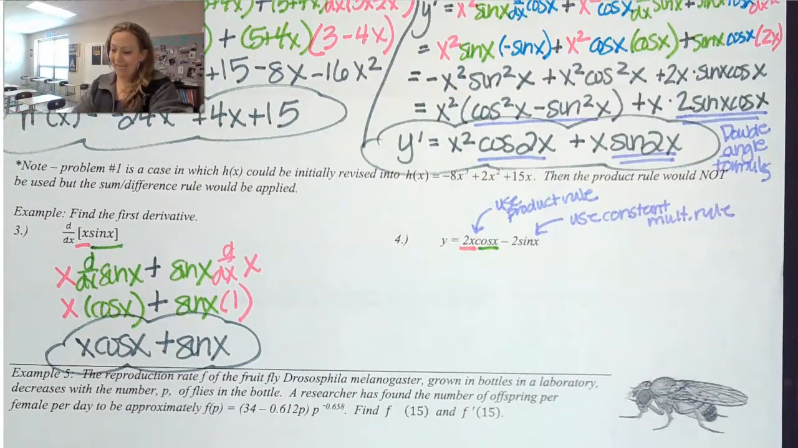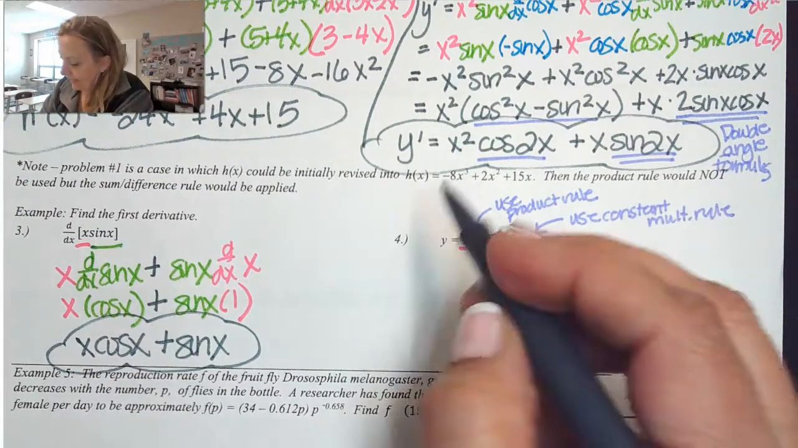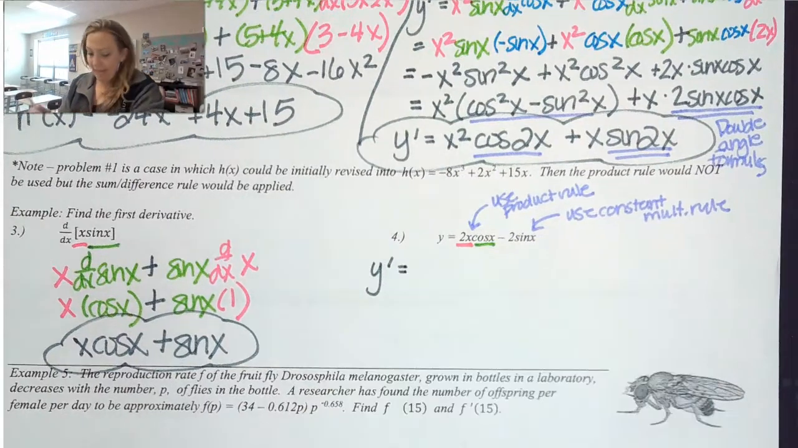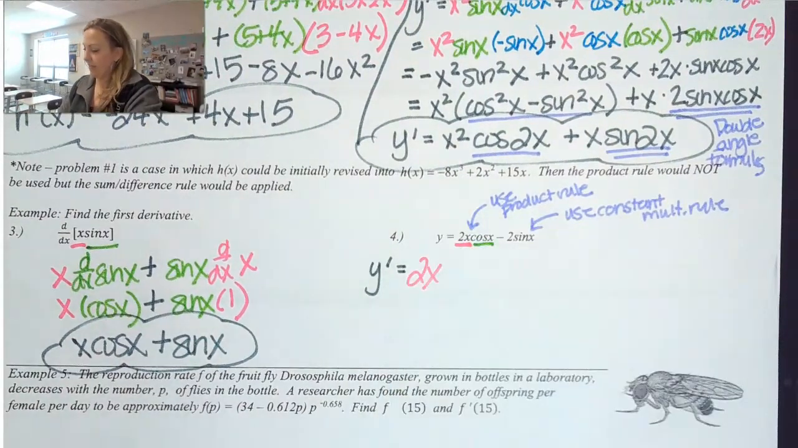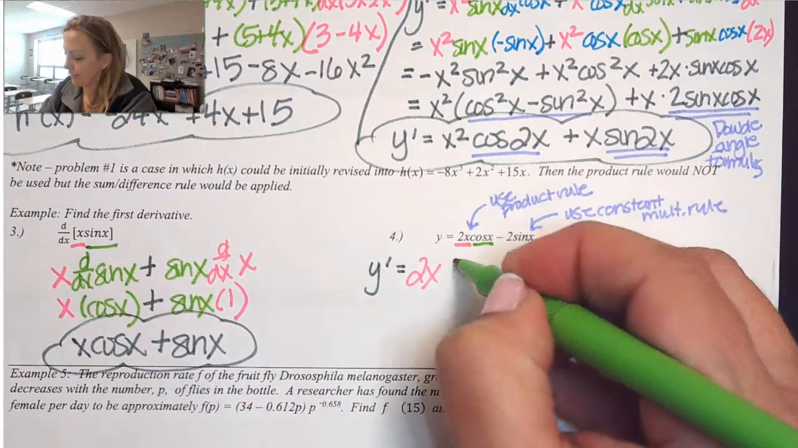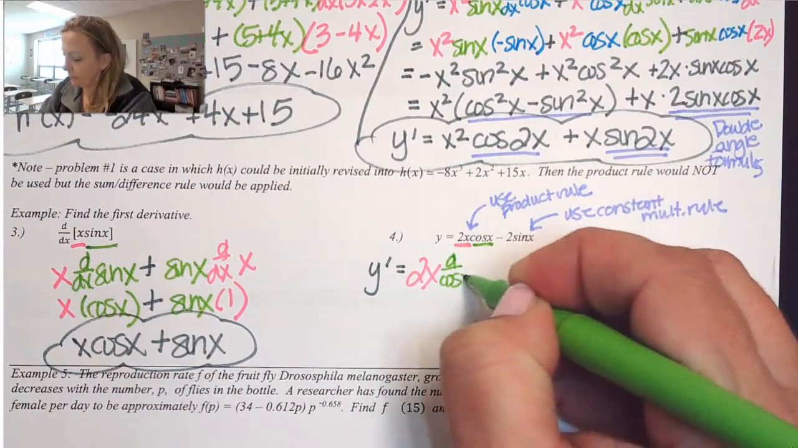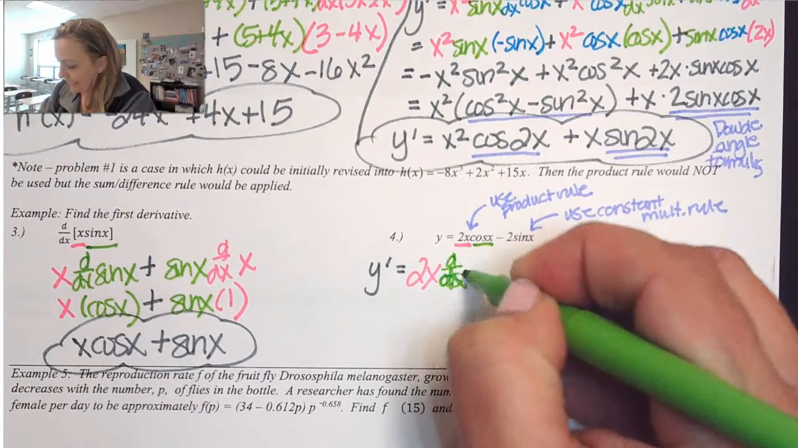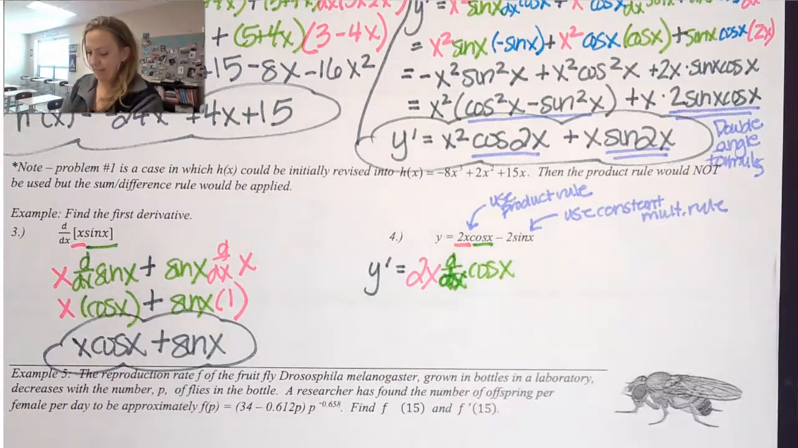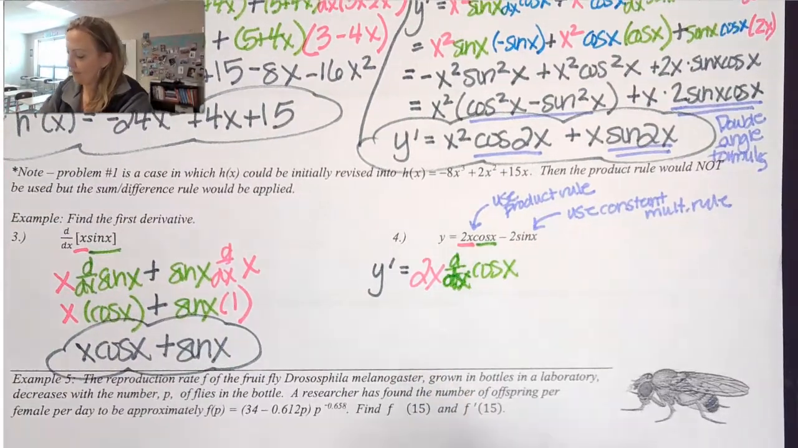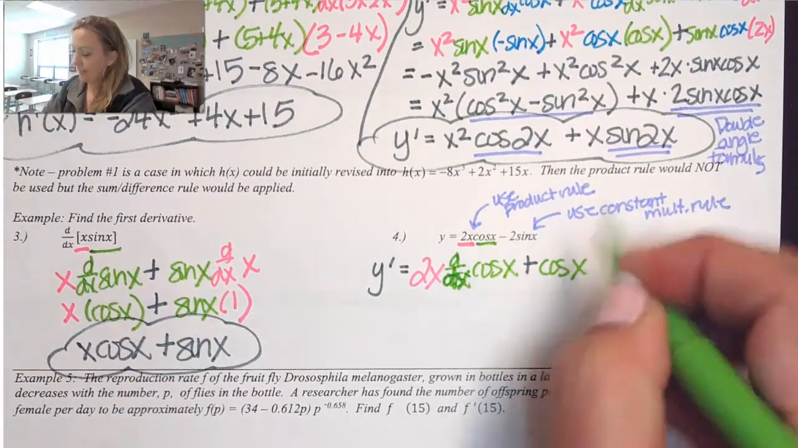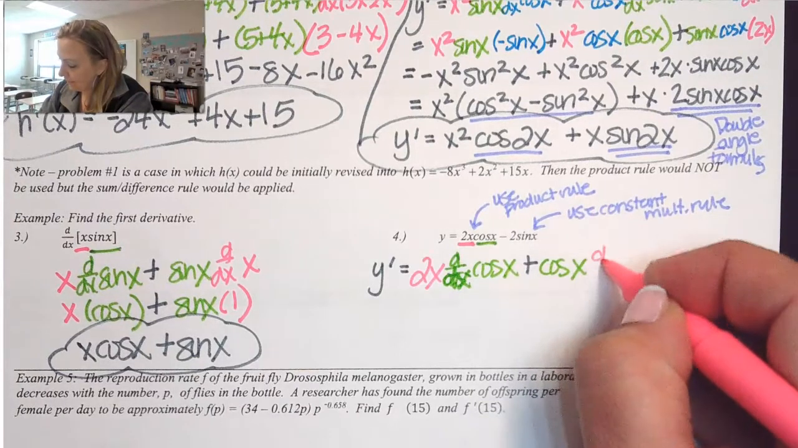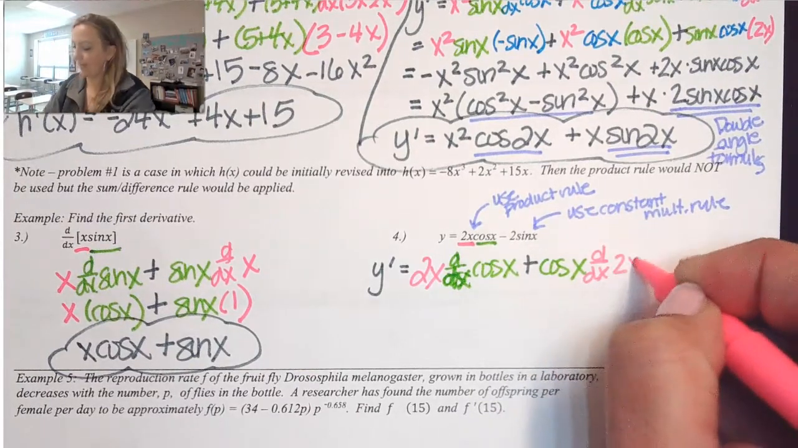So if I were to take y prime in this case, I would want 2x times the derivative of cosine x, d dx of cosine x, and then plus cosine x times the derivative of 2x.